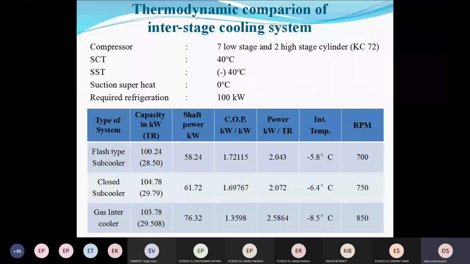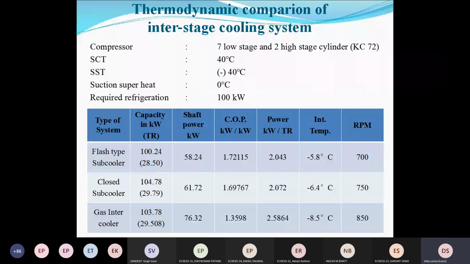First, the flash type subcooler, where we are just injecting the liquid refrigerant intermediately and not doing anything else. That is most commonly used by the manufacturer, which gives 100.24 TR, shaft power requirement 58.24 from the chart. That's why COP is 1.72115. Our requirement per ton of refrigeration is 2.043. I have done both so that it becomes easy for you to understand.